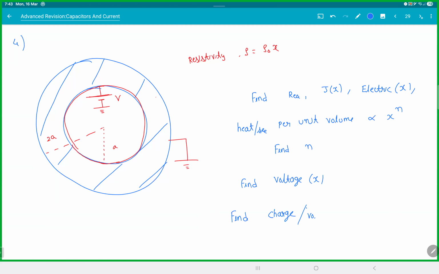Find charge per unit volume as a function of x. I'll talk more about this in the next class also, but currently we can still try. So there will be some charge actually induced. When the current is flowing, something happens and there will be some charge all over this conductor.